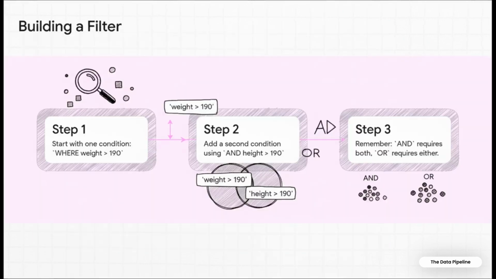And this is where it gets really powerful, because you can get incredibly specific by stacking conditions. If you use and, you could find players who are both heavier than 190 pounds and taller than 190 centimeters. But if you used or, you could find players that meet either one of those conditions. These little words give you such precise control over the data you pull.